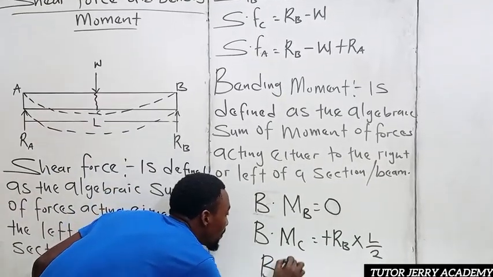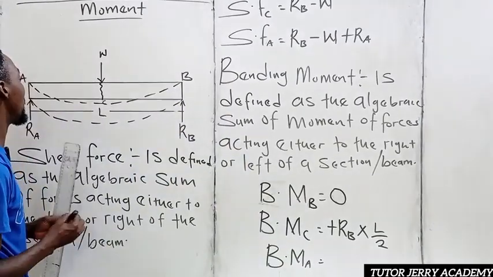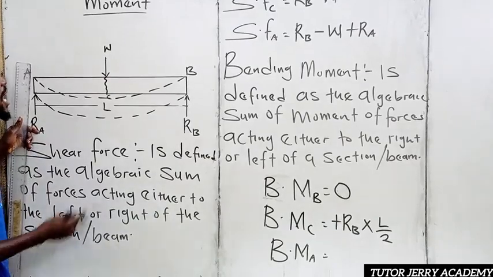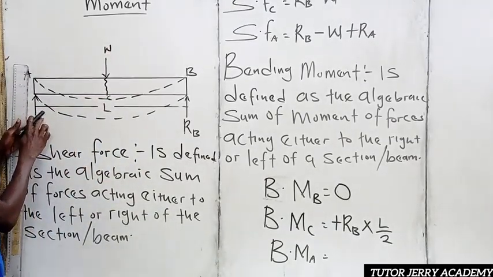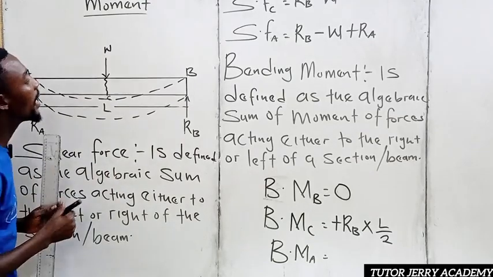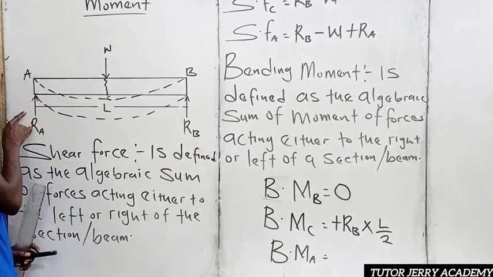So now let's take the moment about point A. The bending moment about point A. If I start at point A, how many forces do I have? I have this and this. We are not going to consider this. Do you understand? Alright. So now we are going to say R will be multiplied by the total distance now.